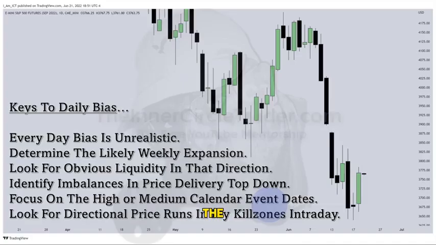You ever hear the old cliche remarks of books and educators, they say, plan your trade and trade your plan. Well, this is how you can do that with that model. You look at the economic calendar, the time of day, what kill zone in the market you're expecting an expansion, higher or lower on that weekly chart.